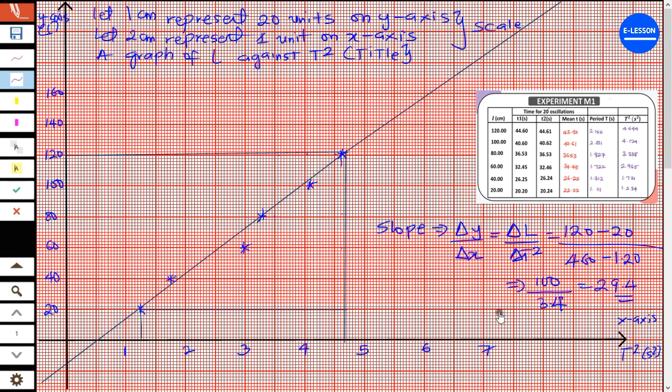Now listen, the value for your slope is supposed to be within 25 to 29. Are you getting it? This value is on the very high side. It's supposed to be within the range of 29 to what? 25. This one is a very high one. That is to tell you that there are errors in this experiment.